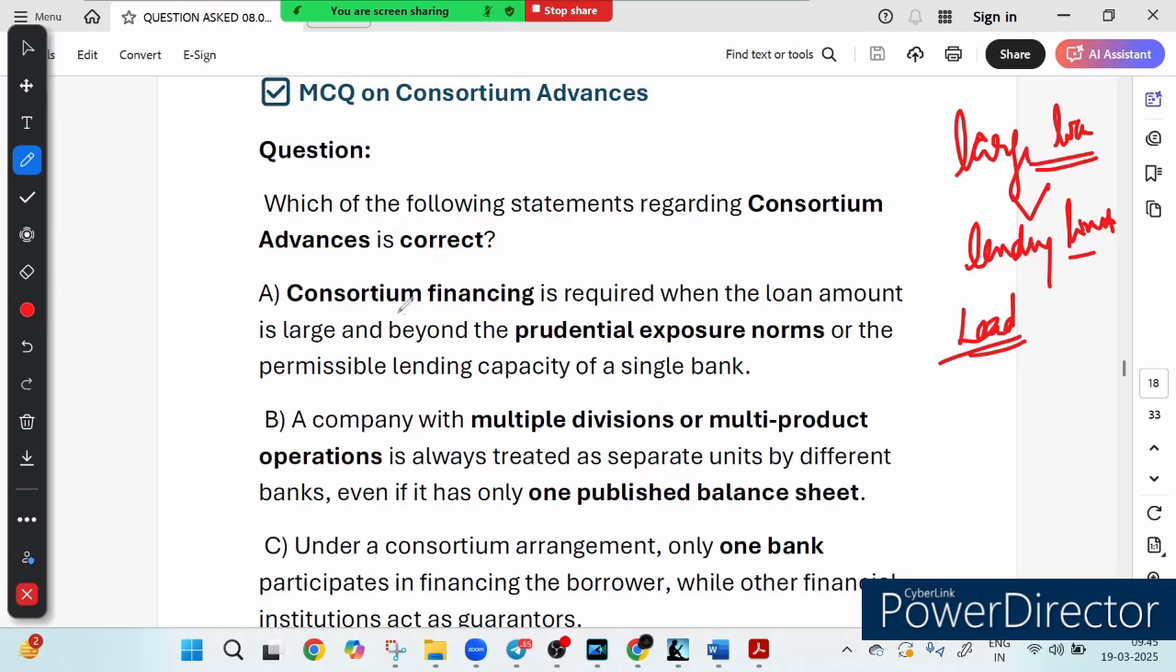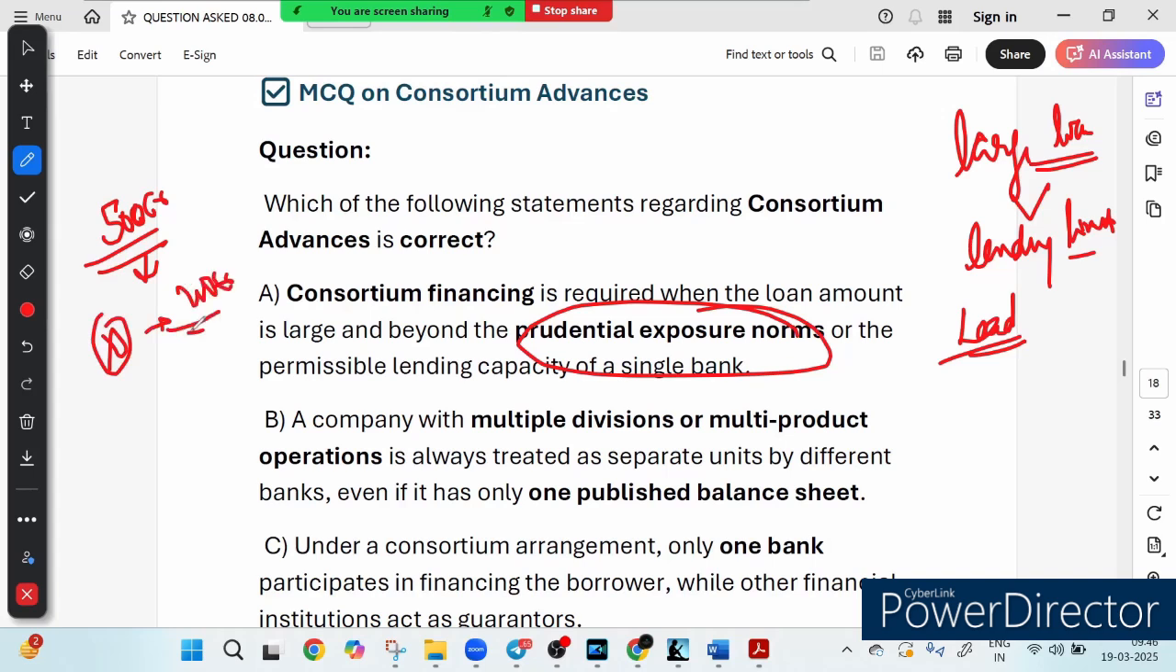Option number A says it is required when the loan amount is large. This statement is correct, because the prudential exposure norms are guidelines set by RBI to limit the maximum loan amount a bank can give to a single borrower. So if a company requires a loan larger than this limit, no single bank can fund it alone. Therefore multiple banks form a consortium to jointly lend the required amount, right? For example, suppose company ABC needs a loan of 500 crore to expand its business. Bank X has a lending limit of only 200 crore. So instead of rejecting the loan, bank X forms a consortium with bank Y and bank Z. Together they jointly provide the 500 crore loan. So that's why option number A is correct.